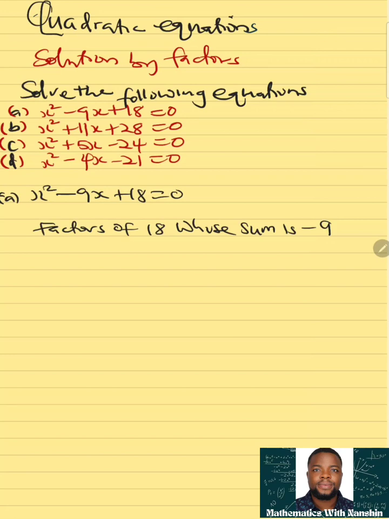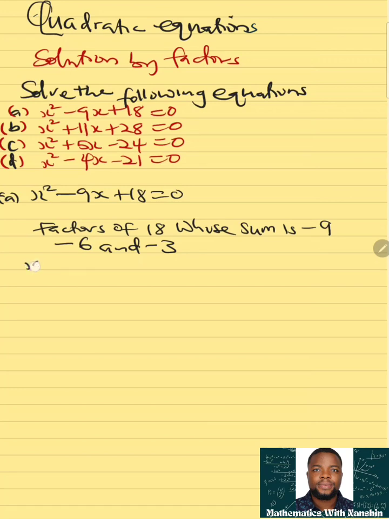Okay, so if you have minus 6 and minus 3, if you have minus 6 multiplied by minus 3, you have plus 18. If you have minus 6 minus 3, you have minus 9. That means minus 6 and minus 3 are the factors that we're going to use to solve this equation.